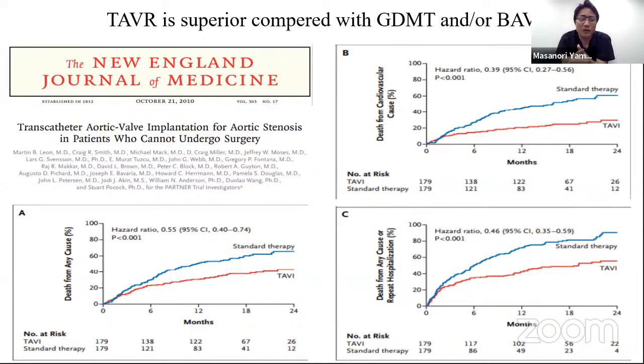And in contrast, the TAVR, or of course SAVR, is superior compared with guideline-directed medical therapy, which includes the palliative therapy, balloon aortic valvuloplasty. The previous PARTNER trial shows the superior or better outcome in TAVR patients compared with standard therapy. It means guideline-directed medical therapy, including the balloon aortic valvuloplasty. So we know the limitation of medical therapy for aortic stenosis patients and balloon aortic valvuloplasty.